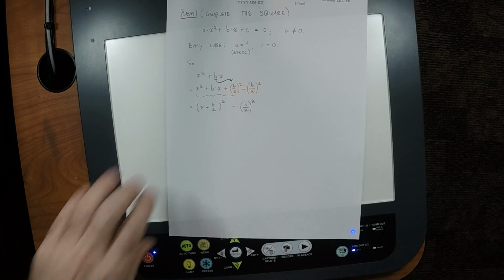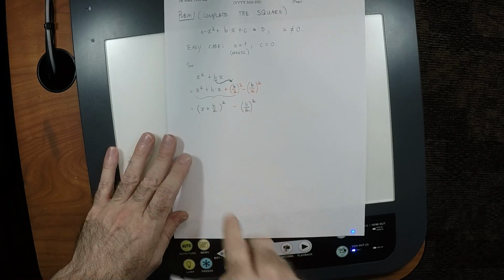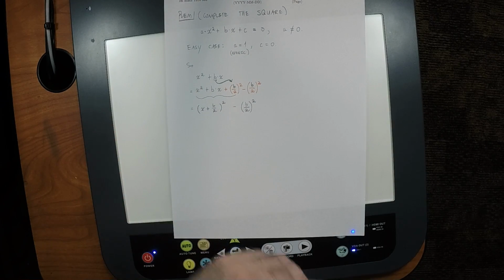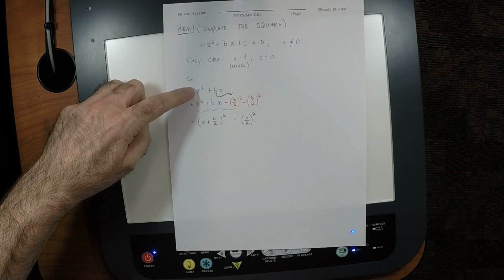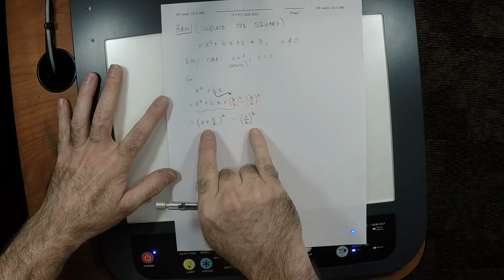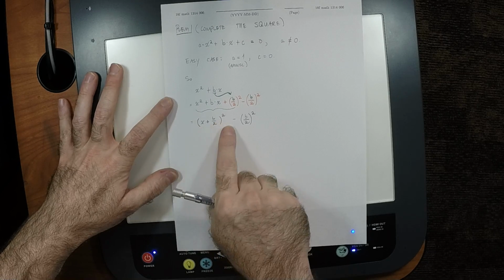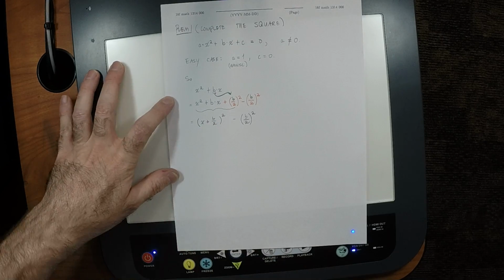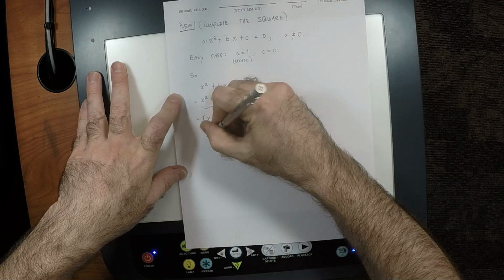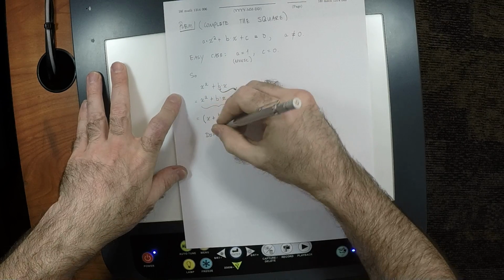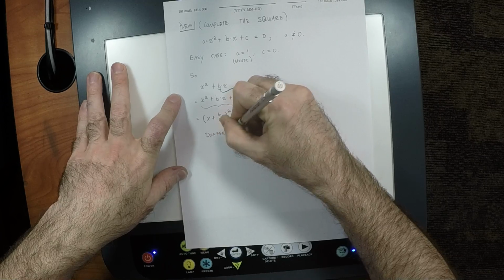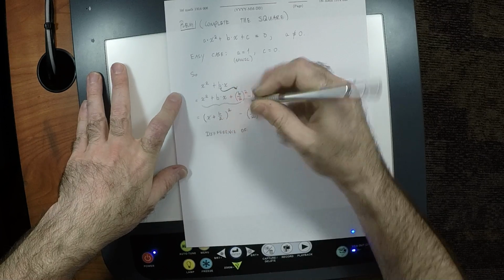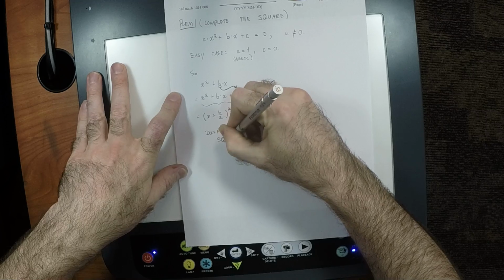So what I want you to see is that algebraically, what completing the square is saying is that you can take this expression right here and turn it into the difference of 2 squares, right? This thing squared minus that thing squared. Difference of squares.